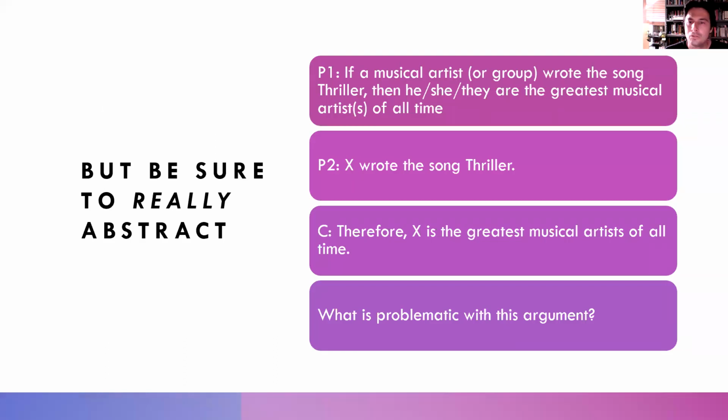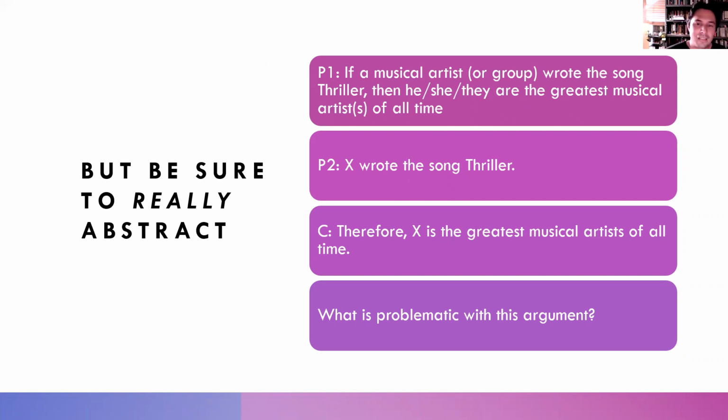Lastly, be sure to really abstract. Don't just abstract in form, but actually do it, right? So here is an example of someone that's not really abstracting. If the musical artist or group wrote the song Thriller, then he, she, they are the greatest musical artist of all time. X wrote the song Thriller, therefore X is the greatest musical artist of all time. All right, first, now we know who you're talking about.